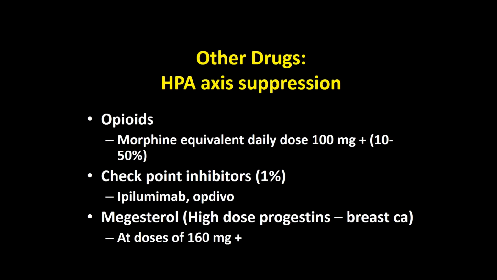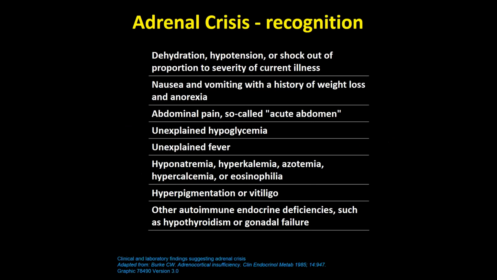Interestingly, the patients who are more likely to get adrenal insufficiency with these drugs are often the people who've responded the best in terms of the treatment of the underlying cancer, because they get a more profound response. And then finally, megestrol is another one to mention, a high-dose progestin used in breast cancer patients. We also see adrenal suppression and insufficiency in patients on that. So it's just good to be aware of those.